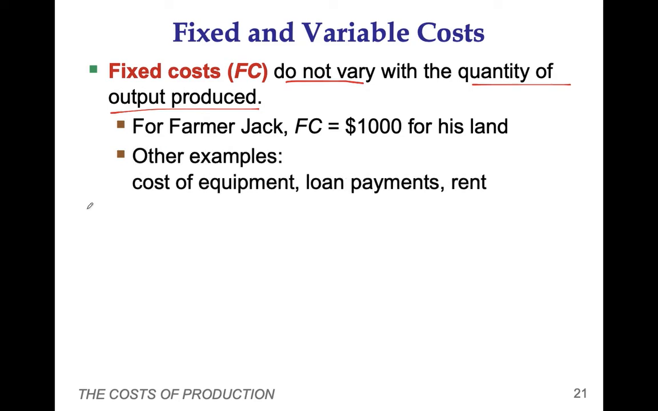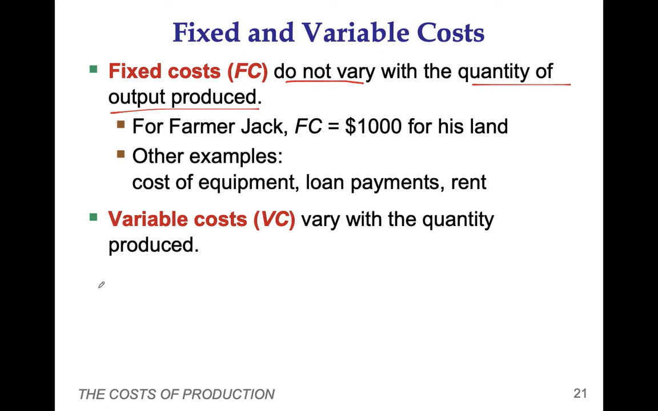Other examples of fixed costs: cost of equipment, loan payment, or rent. You pay your rent whether your factory is producing or not.